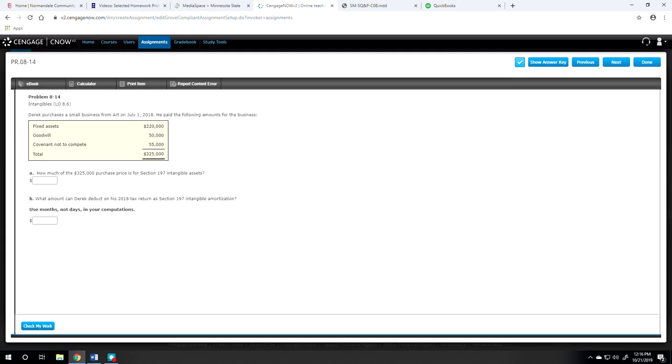and he bought some fixed assets, goodwill, and also paid some money for a covenant not to compete. How much of the $325,000 is intangible assets? So remember, the word intangible means you can't see it or feel it or touch it. Fixed assets, that's like a piece of machinery, an automobile, the desk and the table that I'm using right now. I can touch them, I can see them, I can feel them. Those are not intangible. But goodwill is an intangible asset.